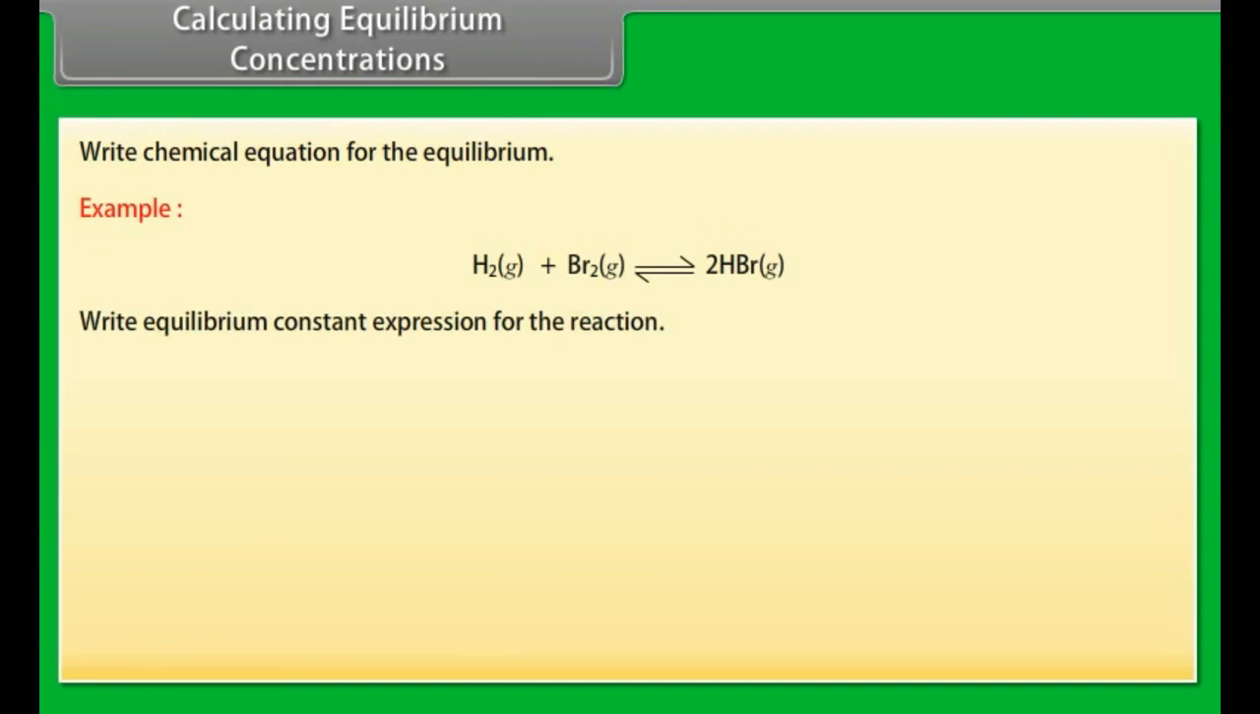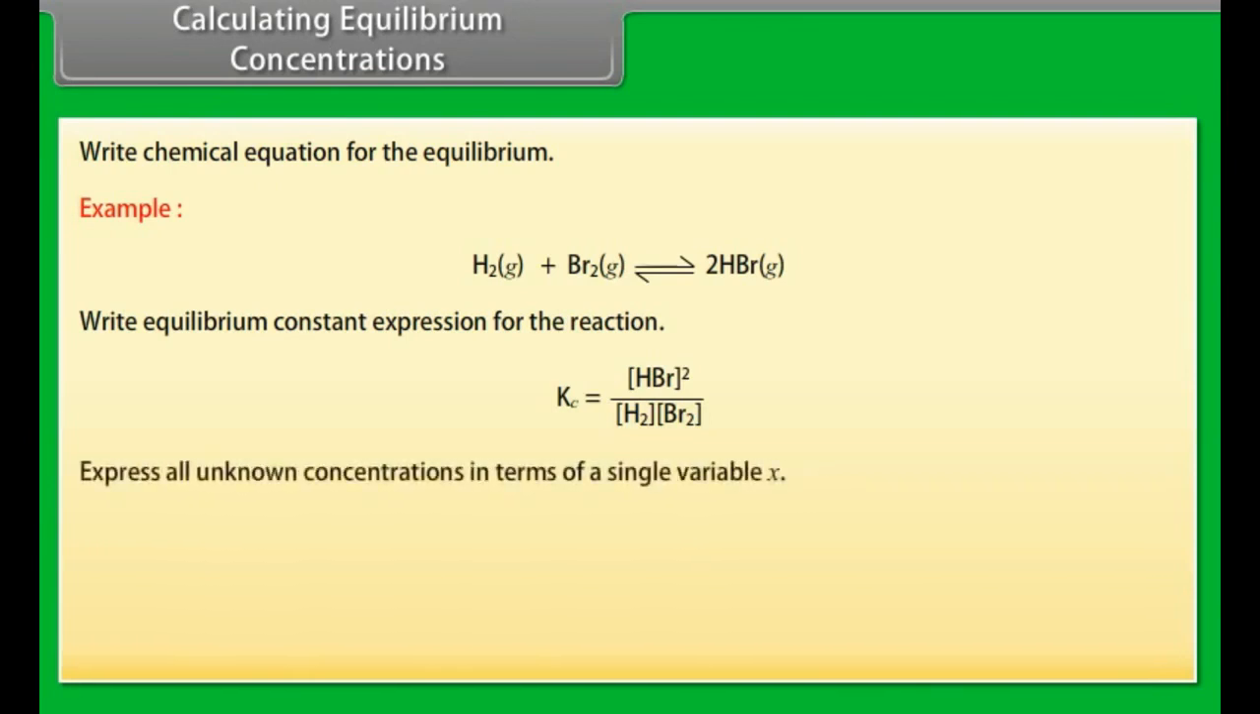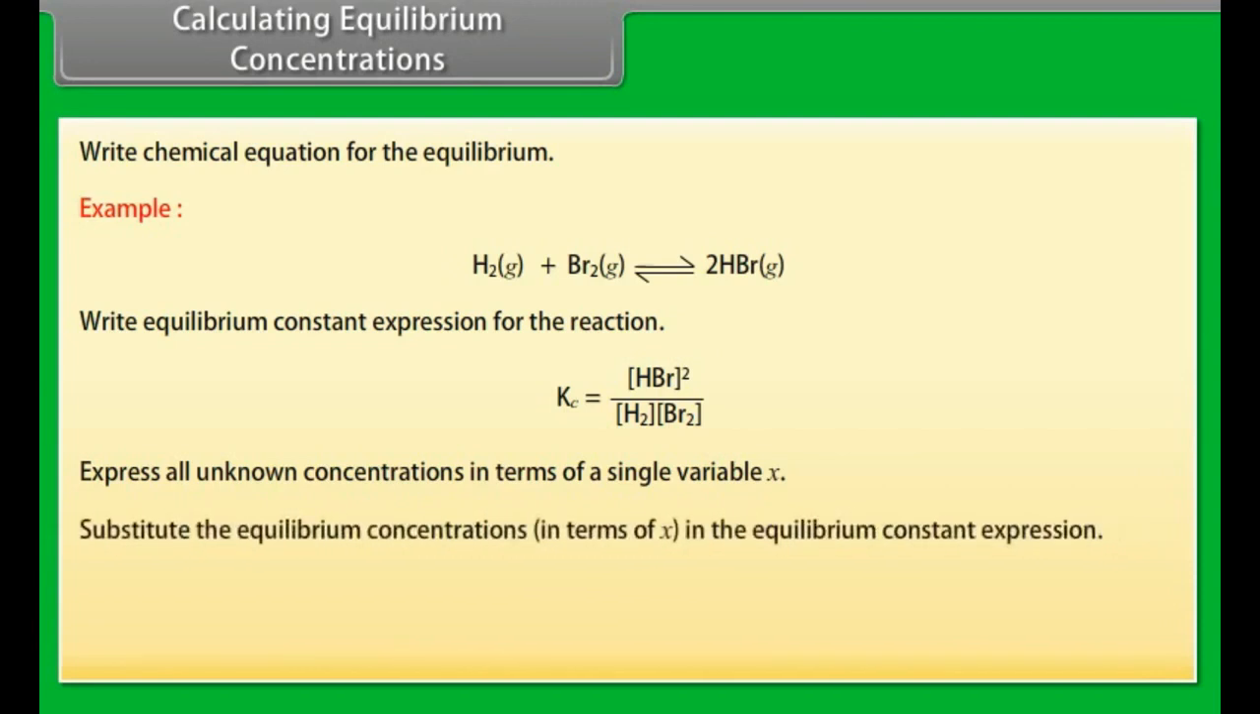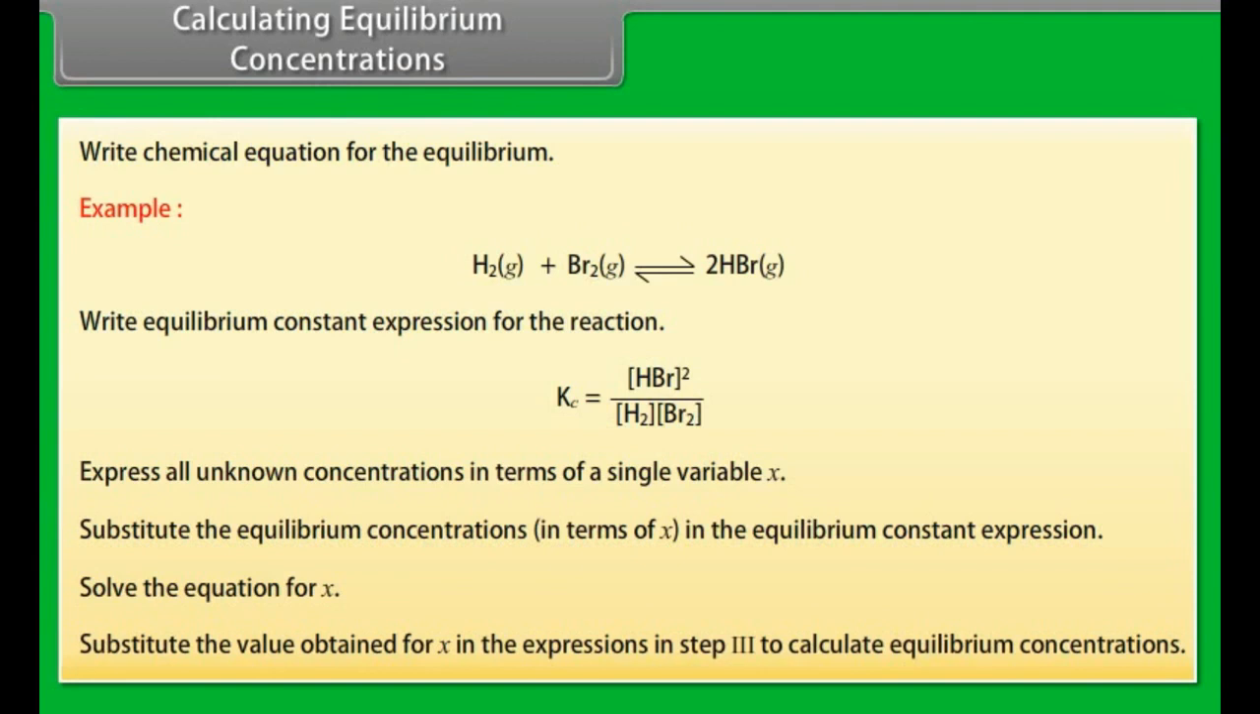Write the equilibrium constant expression for the reaction. Express all unknown concentrations in terms of a single variable x. Substitute the equilibrium concentrations in terms of x in the equilibrium constant expression. Solve the equation for x. Substitute the value obtained for x in the expressions from the previous step to calculate the equilibrium concentrations.